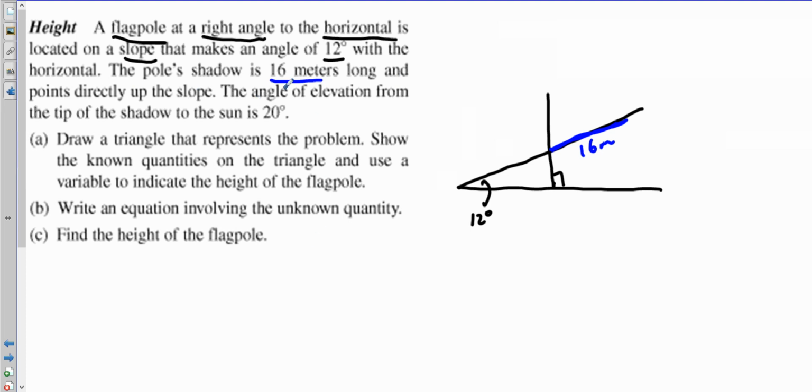The angle of elevation from the tip of the shadow to the sun is 20 degrees. So from the tip of the shadow, wherever that is, I'll erase that portion. From the tip of the shadow to the sun, I'll draw this up a little bit higher. This angle of elevation is 20 degrees. So this is what we know, and we have to figure out all this other stuff.